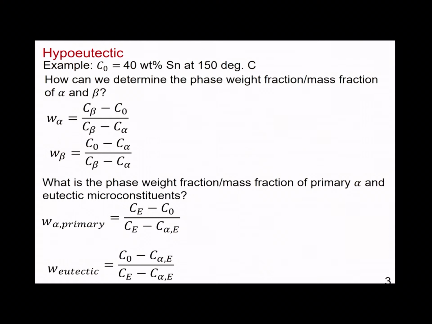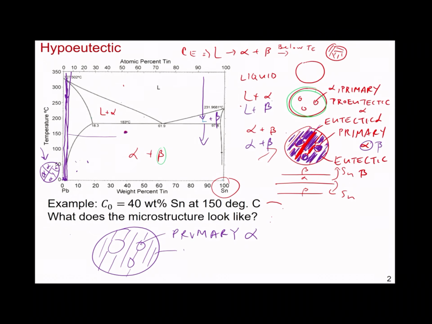Now, let's crunch some numbers. Okay, now we understand the microstructure. We need to know what exactly are the mass fractions or the phase weight fractions. So how can we determine that? Well, we can use the lever rule and draw our tie line. So if we're right there, let's go back and draw our tie line. I'm going to clear this up just a little bit.